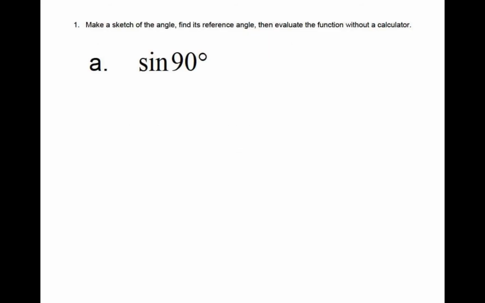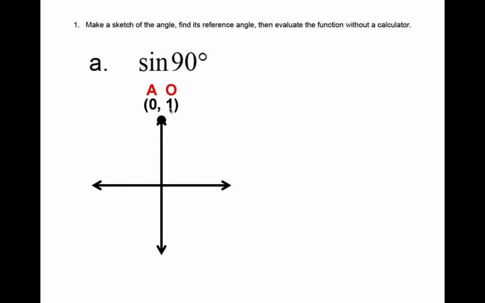So it says to make a sketch of the angle, find its reference angle, and then evaluate the function without a calculator. So we're going to do the sine of 90 degrees, so we draw our T. It's not possible to draw a triangle at 90 degrees, so this is when you would label the point. If this is 0, 0, you're going up 1, so the coordinate is 0, 1. We label the points A and O. I joke and call this AO, with a hypotenuse always equal to 1 whenever you're dealing with the unit circle.